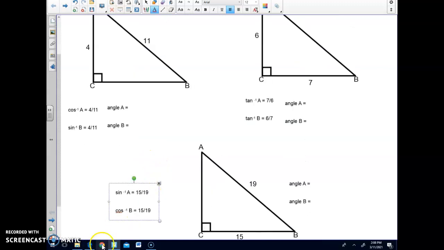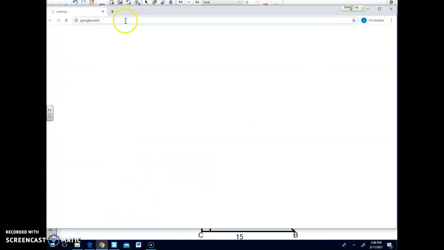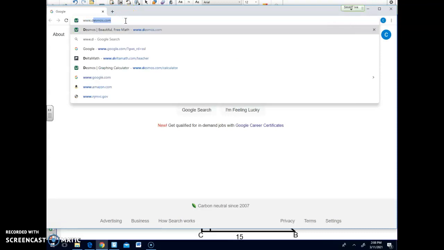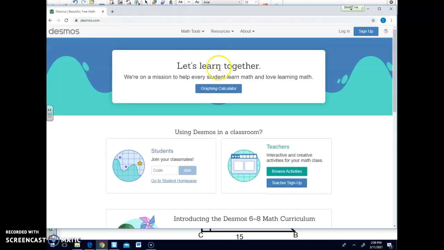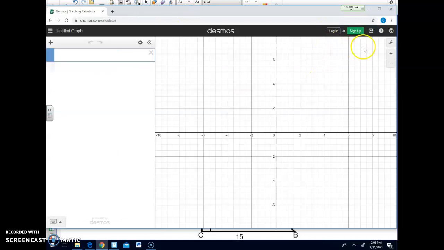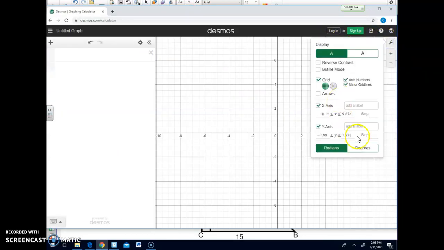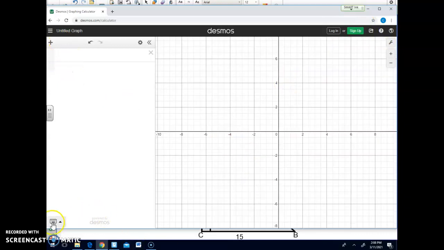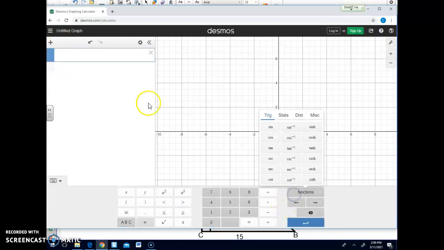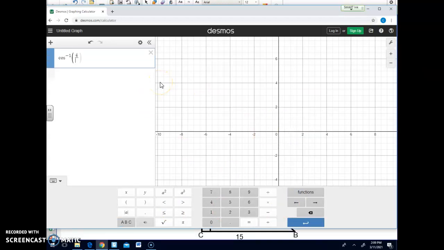Now I'm going to put these into my Desmos calculator, which we've been using in class. And once again, feel free to use it at home. Our first step, as always, is to make sure we're in degrees. Once I'm in degrees, I go to the keyboard and type in the functions. Our first one was inverse cosine 4 divided by 11, and they give you the answer right there.